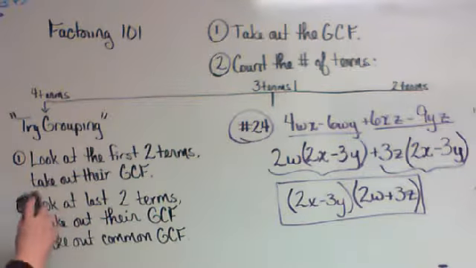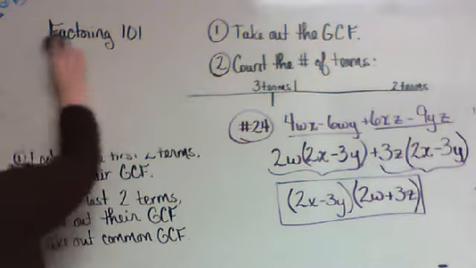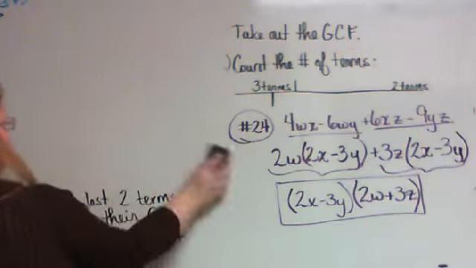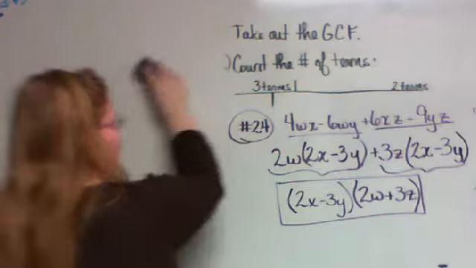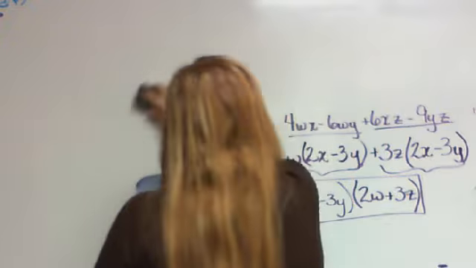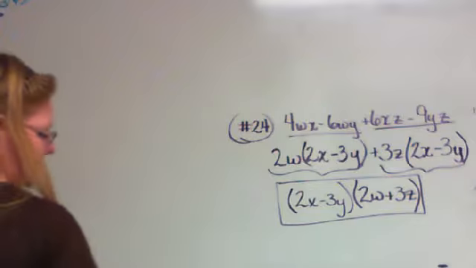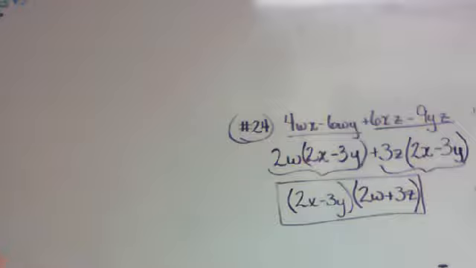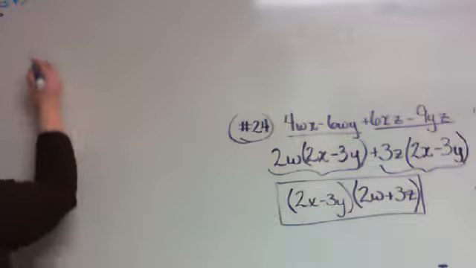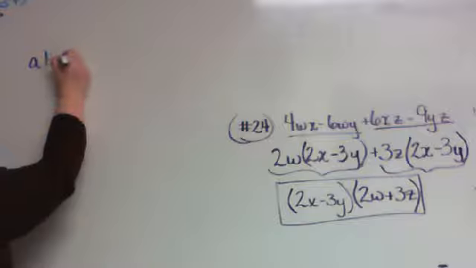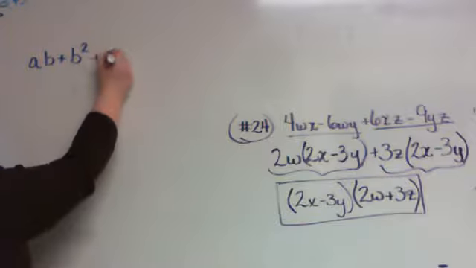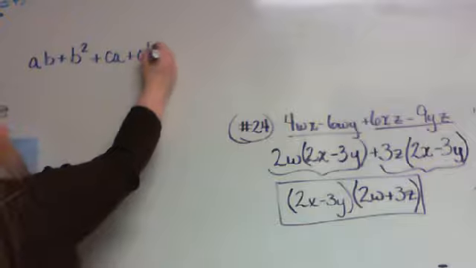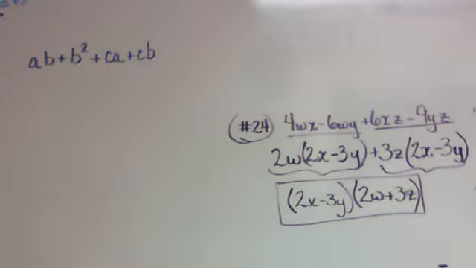Okay, let's look at this problem. Let's get a different color. AB plus B squared plus CA plus CB. They want me to factor it. That's the only directions they give is to factor.